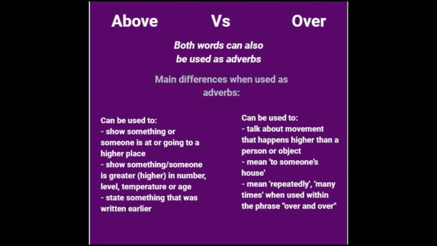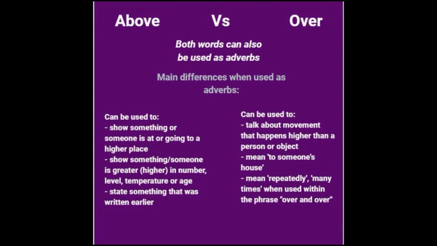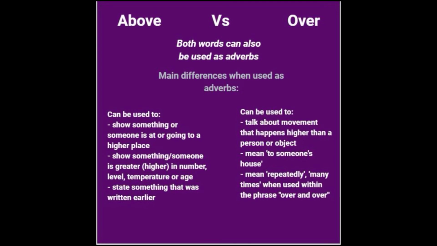Now let's look at how the words are used as adverbs. So the main difference when we are using above or over as an adverb is that when we use above, it can be used to show that something or someone is at or going to a higher place. So for example, my friend's name is above mine on the exam list. That simply means that on the list of names, her name is above mine or higher than mine on the list. We also can use above when we are talking about temperature.